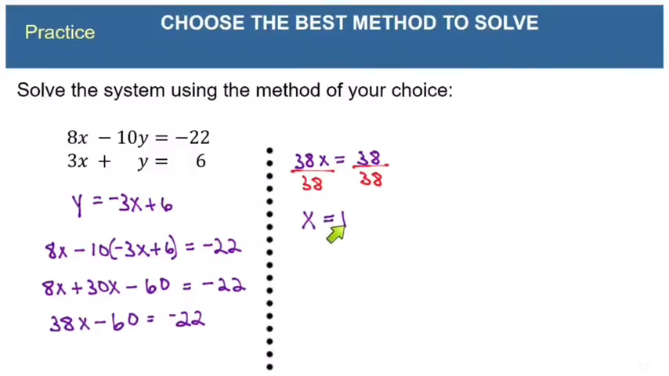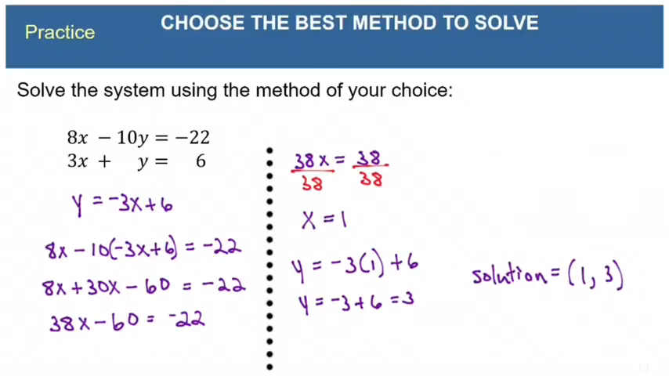Okay, now we take our 1, we substitute it back into our solved equation, and we have y equals negative 3 times 1 plus 6. Negative 3 plus 6 is positive 3. So our ordered pair solution is 1, 3.